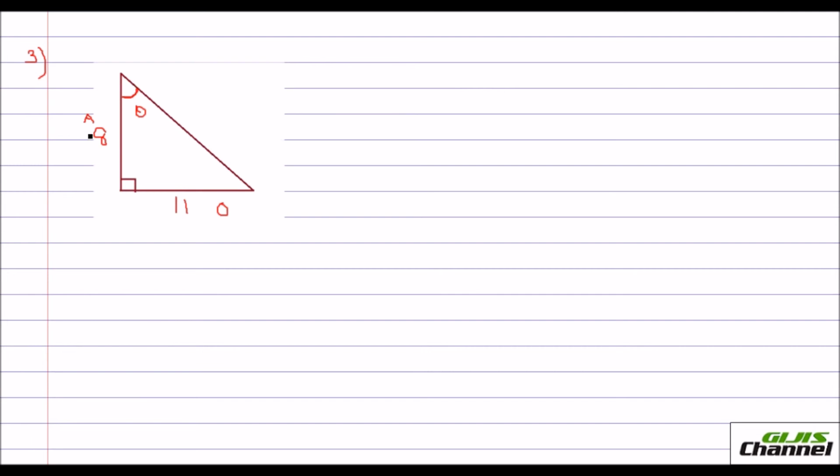Again, since opposite and adjacent sides are involved, I would take the tan theta formula. We know tan theta is equal to opposite by adjacent. Since we don't know theta, I just take tan theta as it is, and for the opposite and adjacent sides I'm plugging in the values. Opposite is 11, so 11 over 8. When I do 11 over 8, I get tan theta as 1.375.